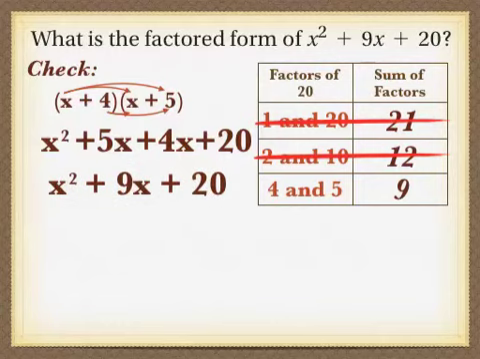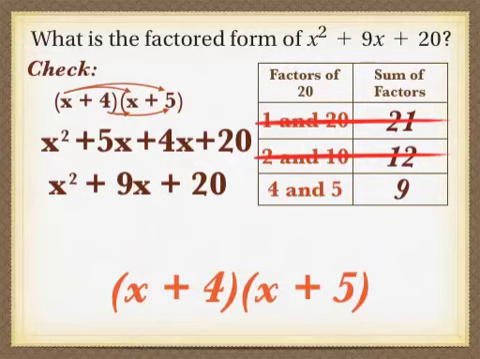Notice when I FOILed my x plus 4 times x plus 5, I got my original trinomial x squared plus 9x plus 20, which means the factored form of x squared plus 9x plus 20 is x plus 4 times x plus 5. These could be flip-flopped. You could have x plus 5 times x plus 4 and you would get the same answer. So that's fine.